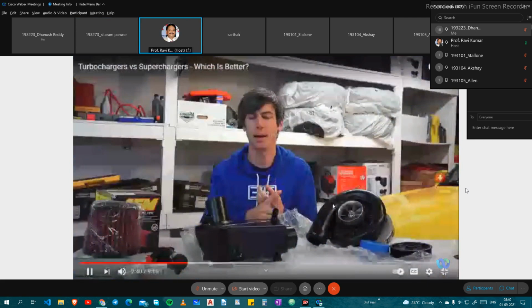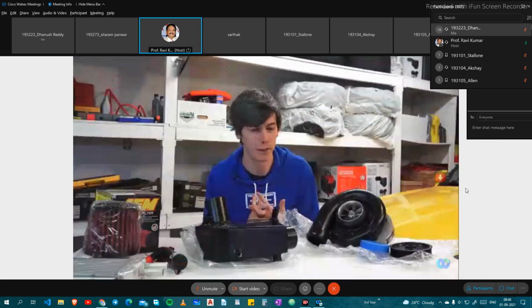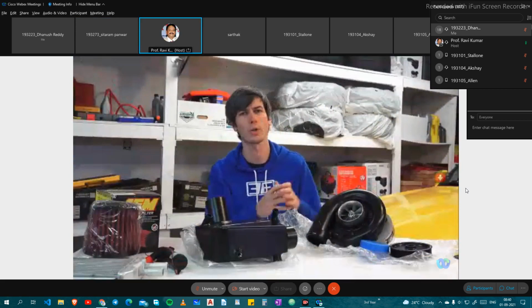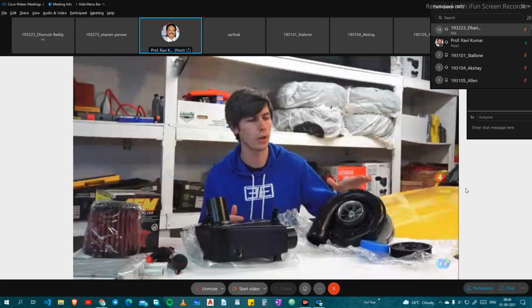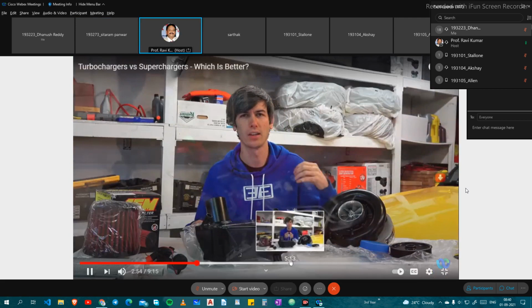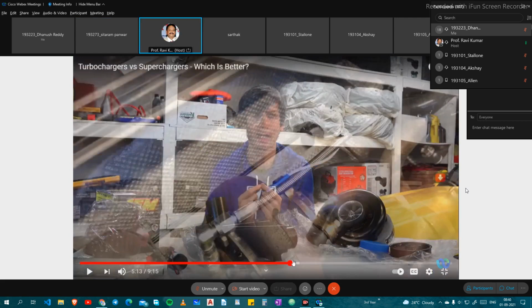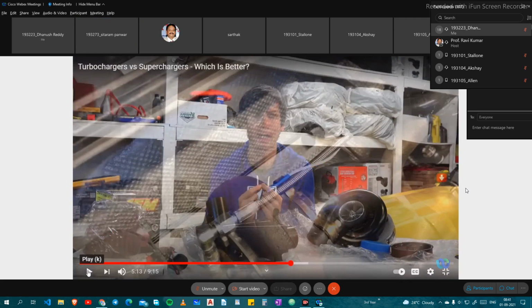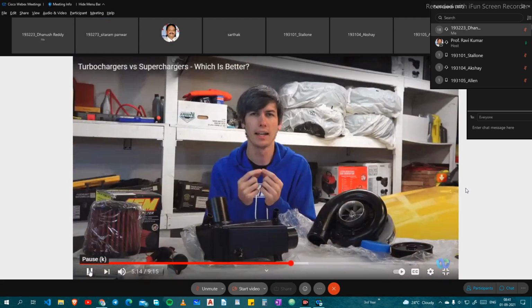So why might you want to go with a supercharger option? What are the advantages of a supercharger? Well, a supercharger is going to have no lag. It's not dependent on exhaust gases and that turbine shaft as well as the bearings within the turbo.